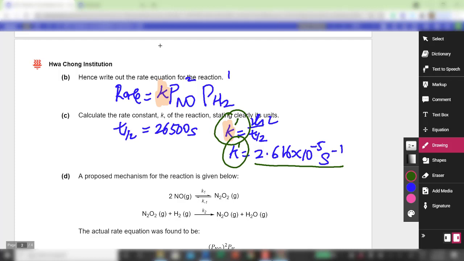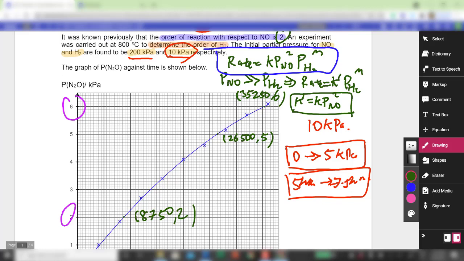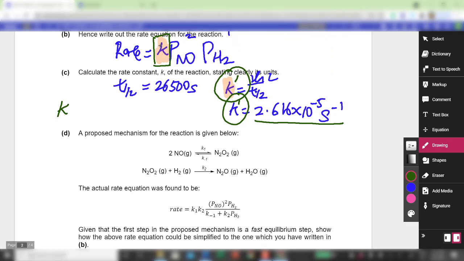If you leave your answer as this, you will actually be marked down, because the question wants you to calculate K, not K prime. Earlier on, we have already defined what K prime is. It's K multiplied by partial pressure of NO squared, and partial pressure of NO is given to be 200 kilopascal. So in this case, my actual K should be 2.616 times 10 to the power of minus 5, divided by 200 squared.